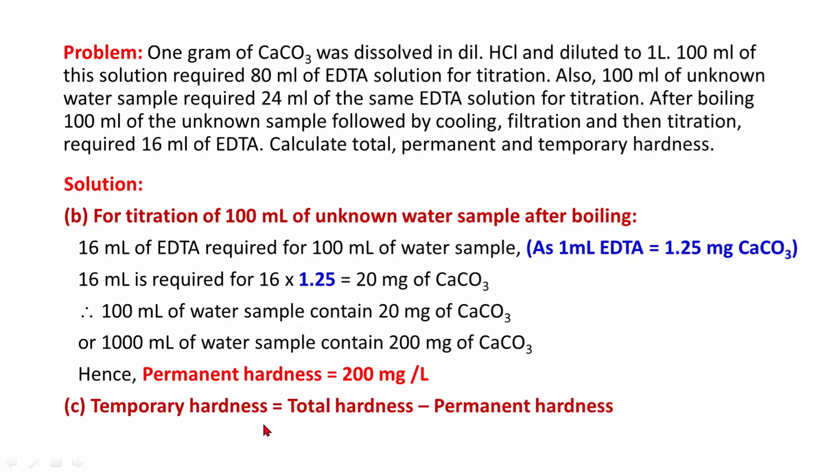To find out temporary hardness, we can use the relationship: temporary hardness is equal to total hardness minus permanent hardness, and we find temporary hardness to be 100 milligram per liter.